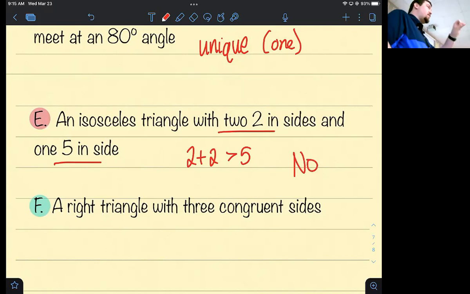So make sure when I give you the 3 sides, you don't just automatically put, yeah, that's one triangle. That's unique. Make sure they actually make a triangle first. Then it would be unique.